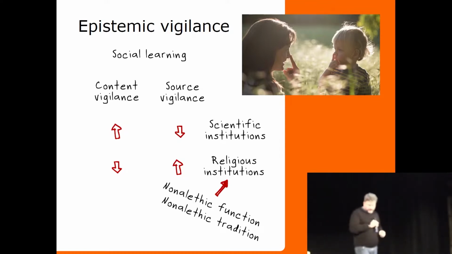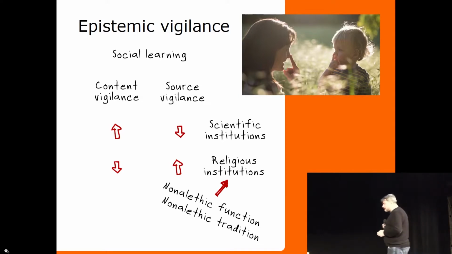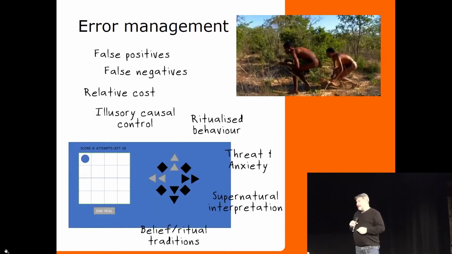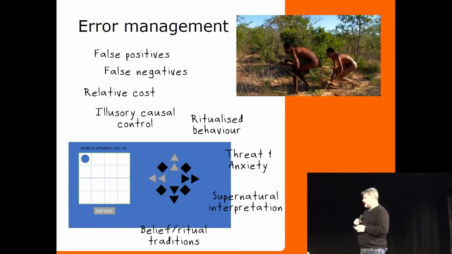The fourth one, the last one, and I'll be finishing up very soon because time is coming to an end, is the error management model, where the focus is on error management theory, which was developed by Martie Haselton and David Buss. And the basic idea here is that in many situations where people are trying to make judgments, make decisions under uncertainty, there are very different costs of false positives and false negatives.